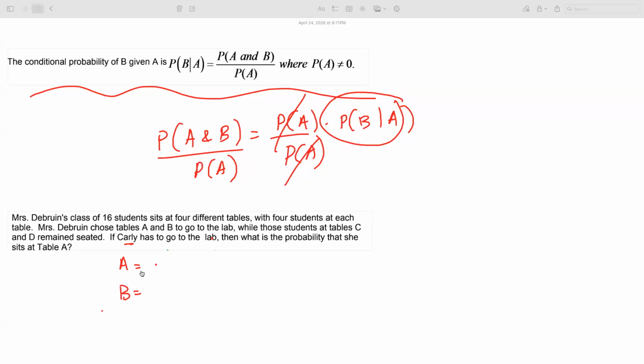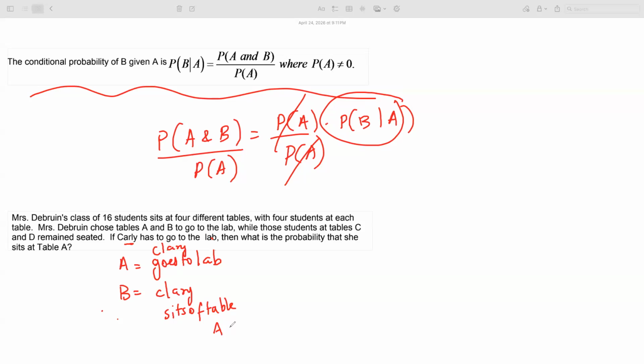So they are literally asking, okay, her going to the lab. Isn't that one person out of the 8 people going to the lab? Clary going to the lab is event A. Okay, event B is Clary sits on table A. If you do that, it's very easy if you're able to separate like this. Make sense?